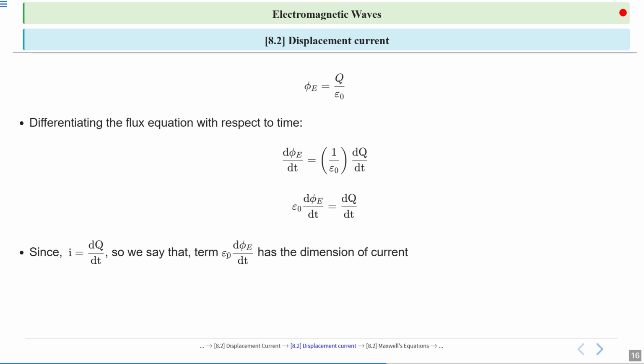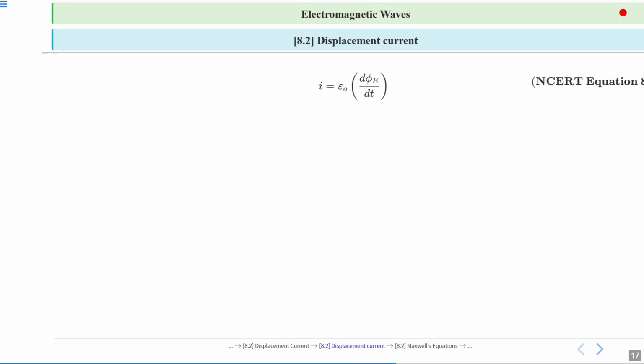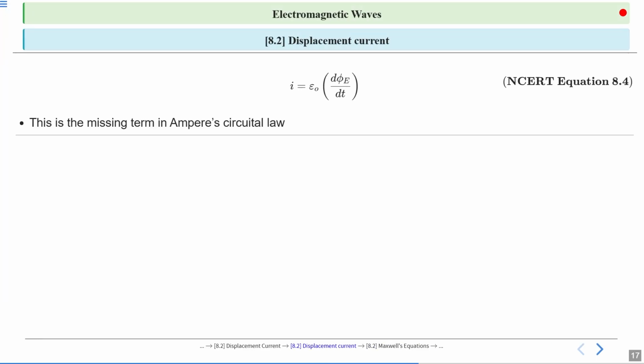So we can say that the term epsilon naught d phi E upon dt has the dimension of current. That's why it is called displacement current. So we can write I equal to epsilon naught d phi E upon dt, NCERT equation 8.4. Now, I equal to epsilon naught d phi E upon dt is the missing term in Ampere's circuital law.